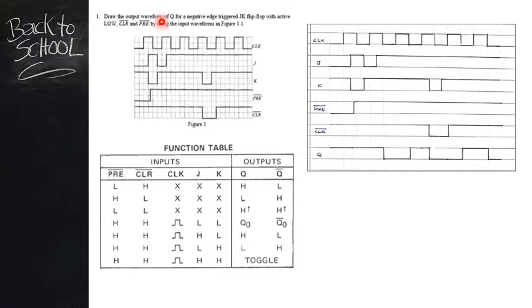Question 1. Draw the output waveform of Q for a negative edge trigger JK flip-flop with active low clear and preset by using the input waveform in figure 1.1. This is figure 1.1. To draw the output waveform of the Q, you can refer to this function level. This is a negative edge trigger JK flip-flop, so you need to refer to the negative pulse.